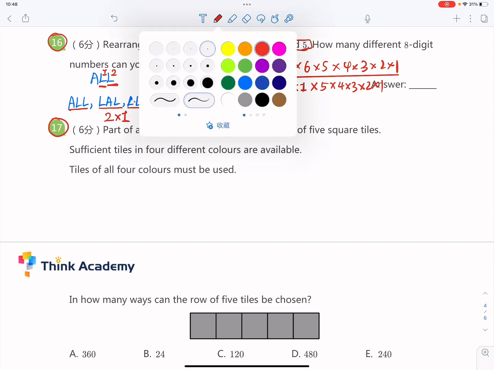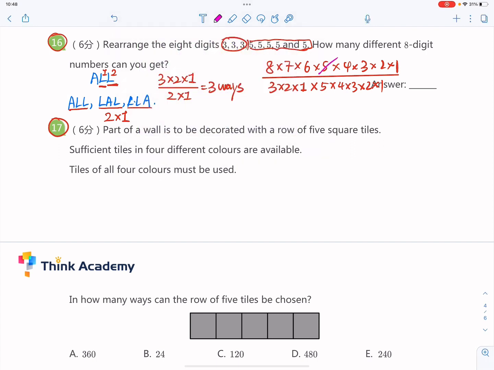And now you can get rid of the duplication by canceling out the same things in the numerator and denominator. 5, 4, 3, 2, 1 will be cancelled, and 3 times 2 equals 6, so that will be cancelled. In the denominator, you have only 1 there, so you don't count it. And then in the numerator, you got 8 times 7. That means the final answer equals 56 divided by 1, which is 56 different ways.